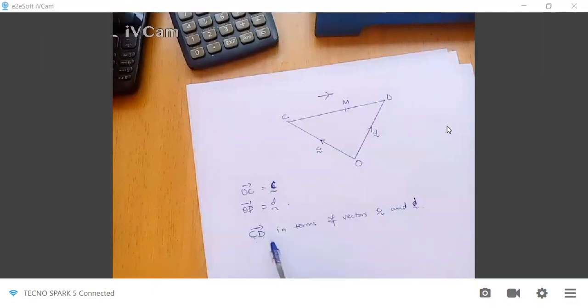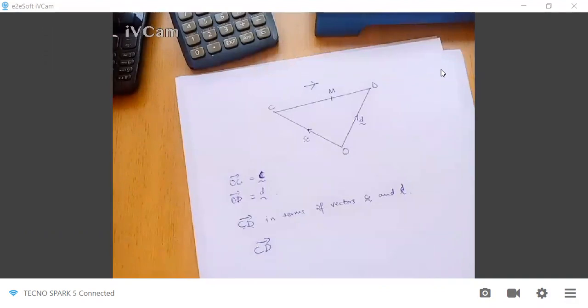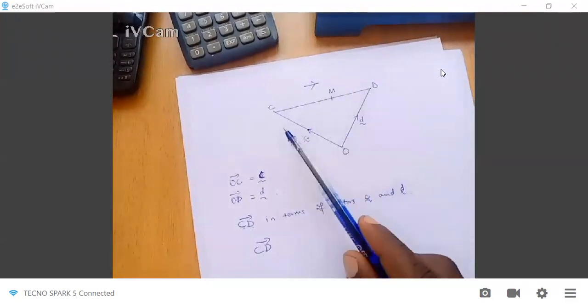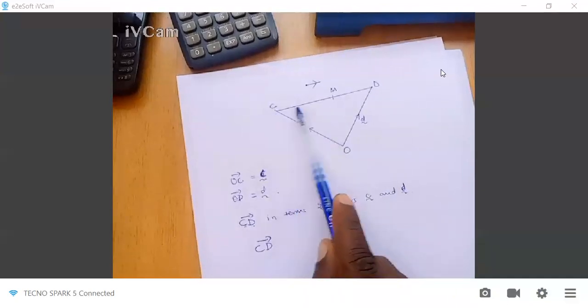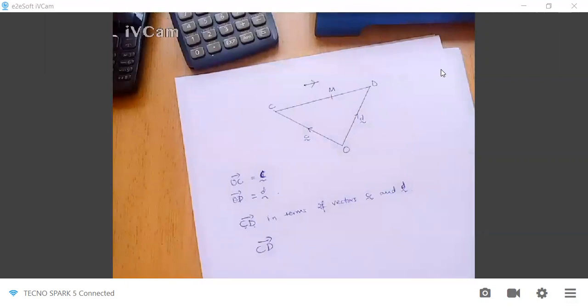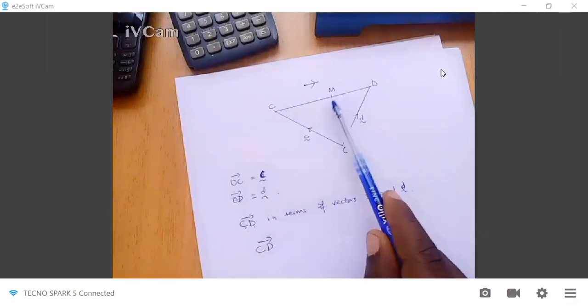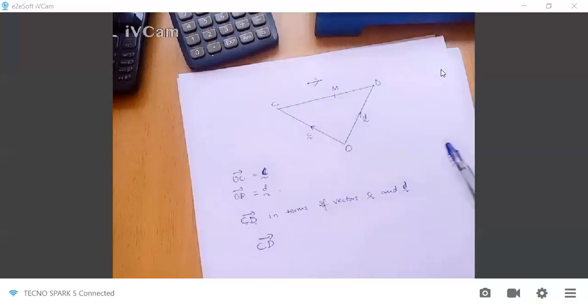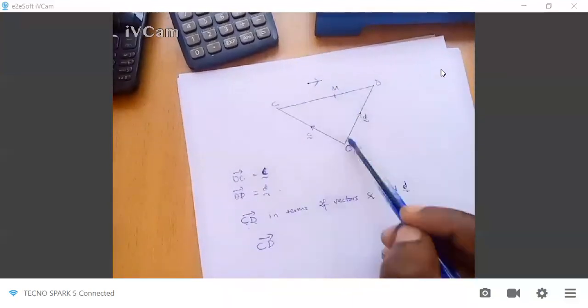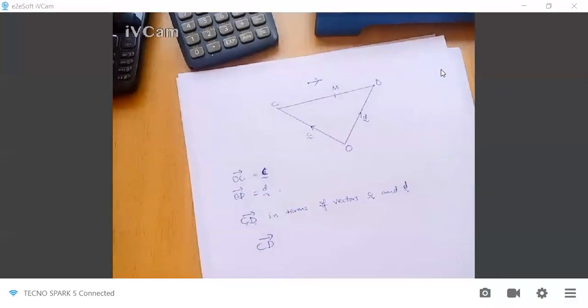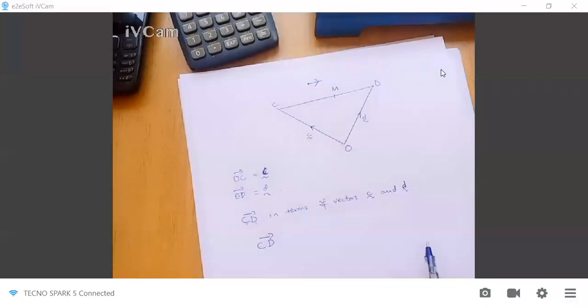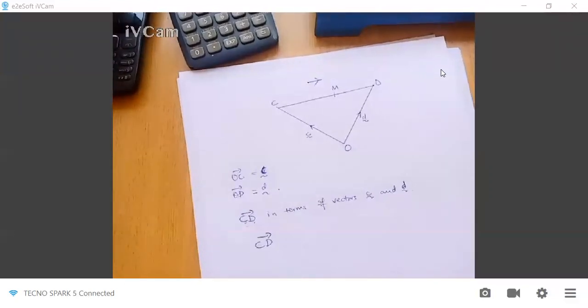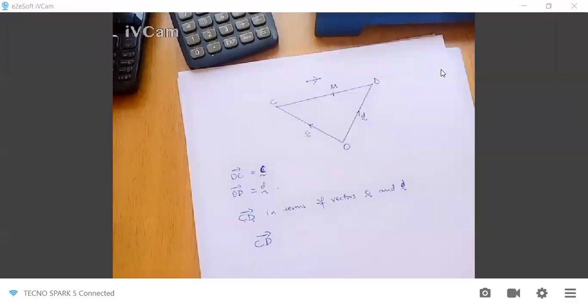Okay. Now to get CD, when the diagram is drawn for you, use what is drawn on the diagram. To move from C to D, it's the same as moving from C to M and M to D, isn't it? But the problem is we don't have OM, so we leave that one. There is another direction. How can we move from C to D?